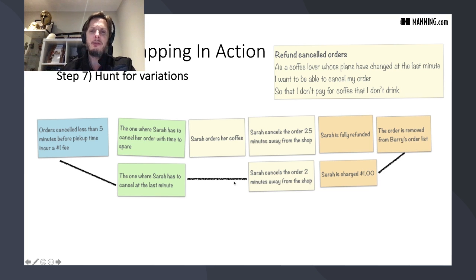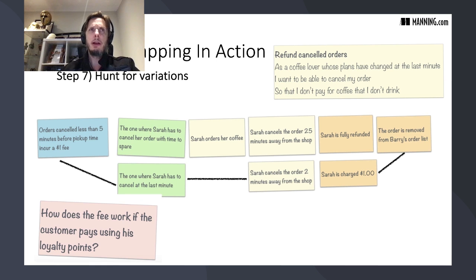But the meaningful difference is that this example has a different title, the one where Sarah has to cancel the order at the last minute, and a different step two minutes away, and a different consequence. So feature mapping is all about finding variations and consequences. And it's also about identifying uncertainty. So one thing we do when we spot something we don't know is mark it, so that we can highlight its existence and make sure people are aware of it.